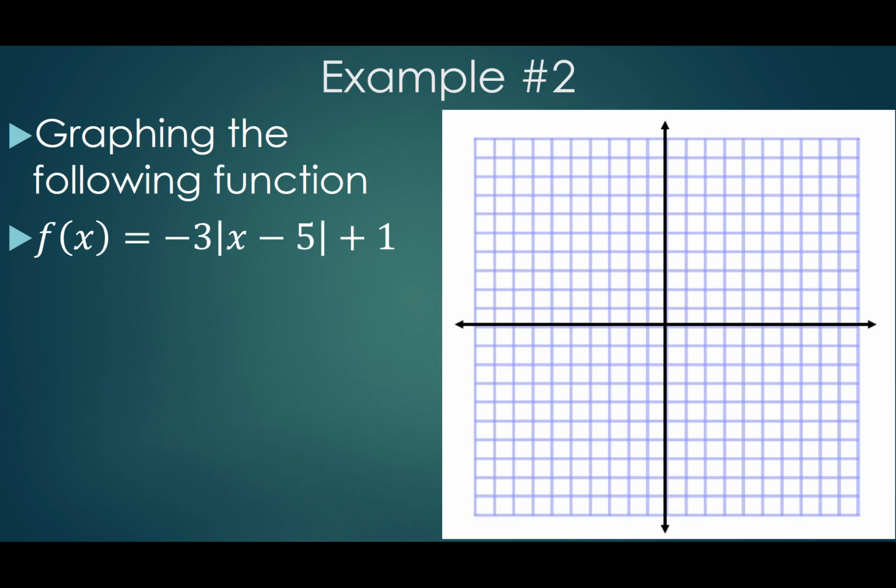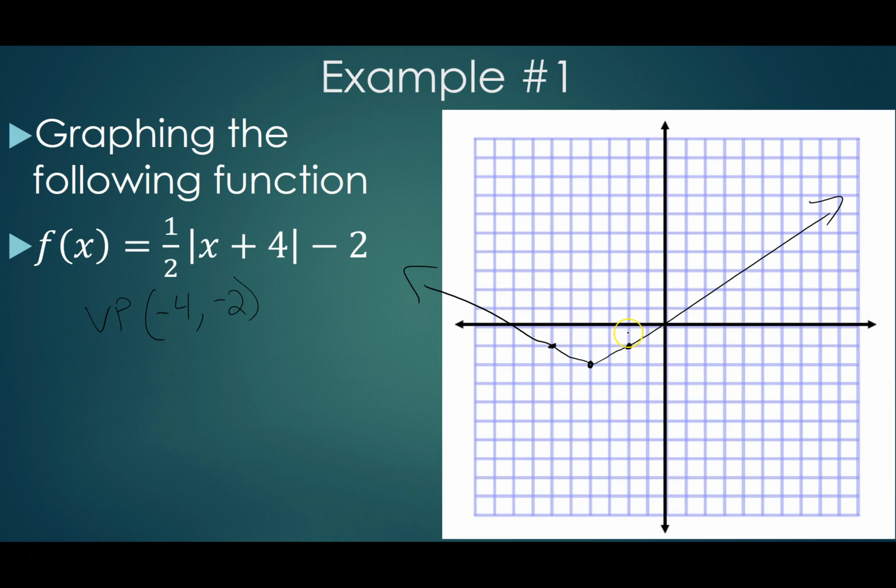So for a problem like this, same idea. Our vertex point is always the opposite for the x, so it's positive 5. Same for the y, so it's 1. So x is 5, y is 1. Our slope is negative 3, so now we're going down. We'll go down 3 and then left and right 1 to create our V. So again, we go up or down based on whether it's positive or negative for that a value, the number in front, and we always go left or right the same value. If there's no fraction, we go left and right 1. When there was a fraction, that's why we went left or right 2.